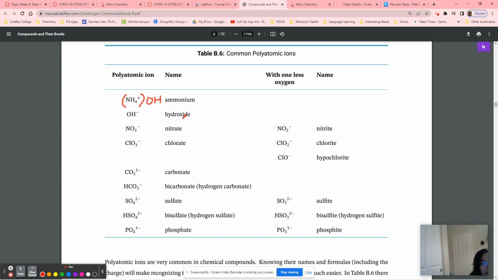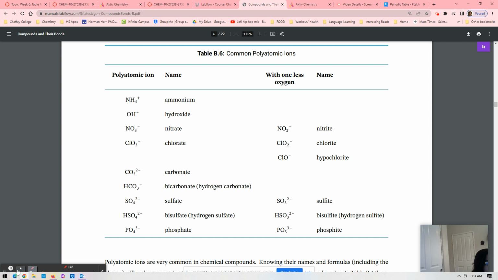Ammonium hydroxide: hydroxide is actually a base, so this is now a base, that name we just created. You could see ammonium nitrate, calcium nitrate, magnesium chlorite, magnesium hypochlorite. For all of these, I suggest you print out a common polyatomic ions chart and have it ready for your quizzes and exams, because it's very handy.